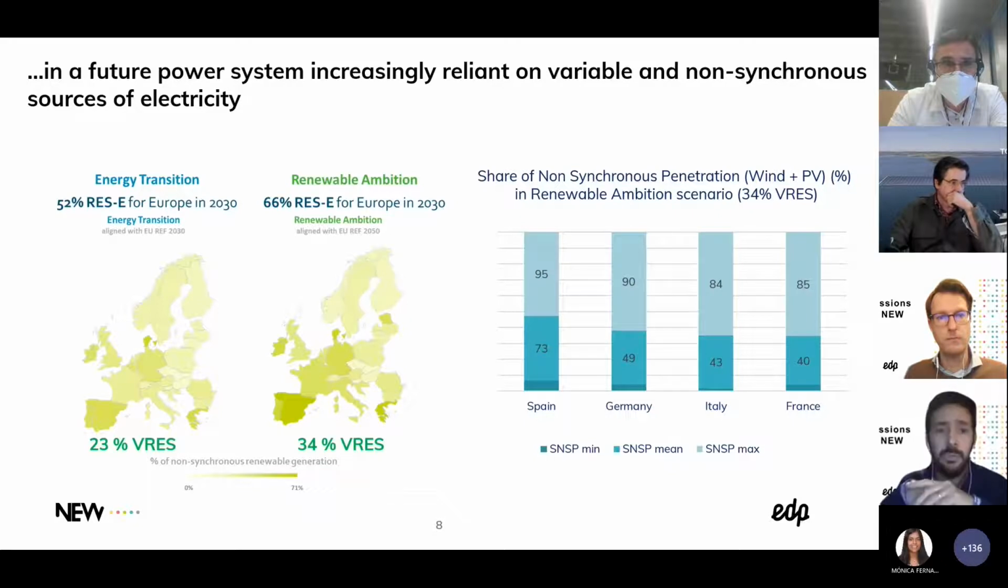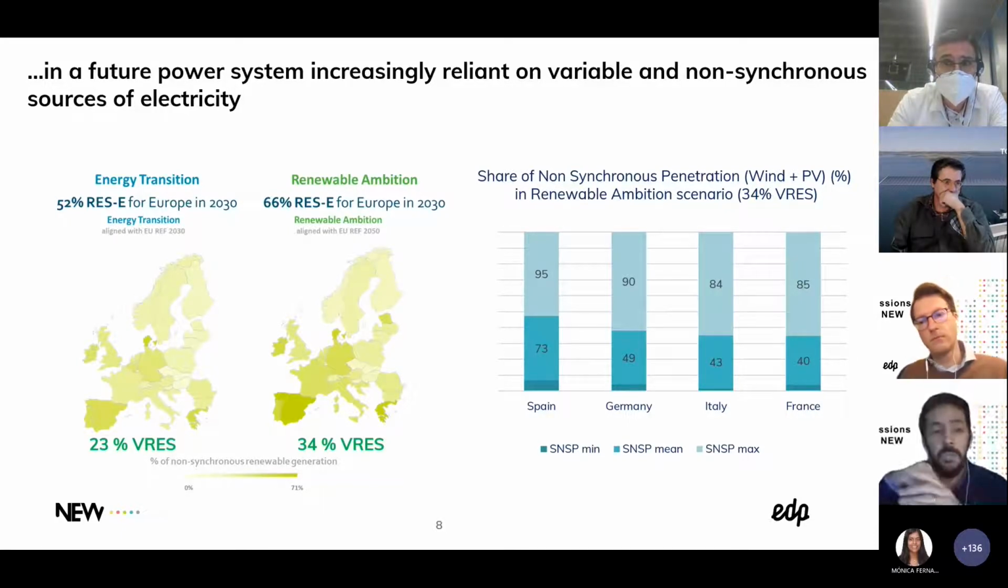Very early on in the project, we defined scenarios for the penetration of renewables. And there are 2 key scenarios here. One is the energy transition scenario, in which by 2030 we will have 52% of RES, renewable energy sources, in the mix. And another one is renewable ambition, which means that we will have 2/3 of electricity coming from renewables by 2030.